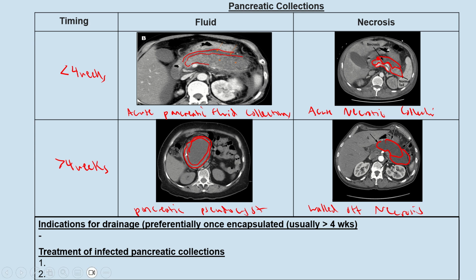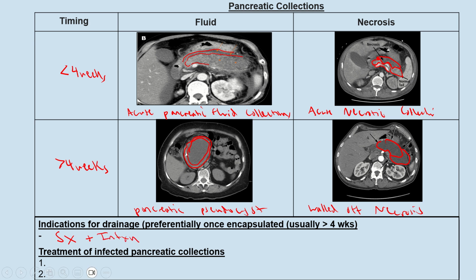The problems with these is they can cause obstruction within the GI tract. So they can press on the stomach. They can cause food intolerance, early satiety. They can press on the biliary tract, causing jaundice. Or they can cause symptoms of acute, really severe abdominal pain. So indications for drainage would be really any of those symptoms that I just mentioned, or obviously if you have an infection, to get source control.